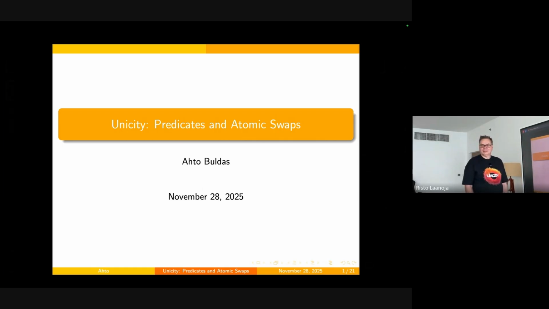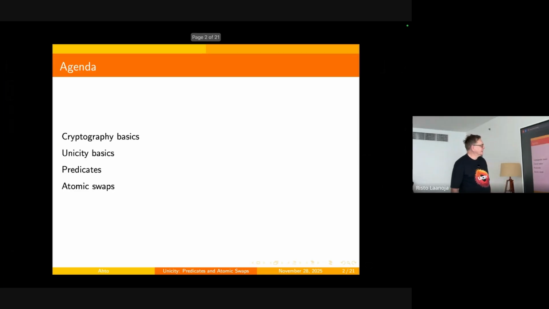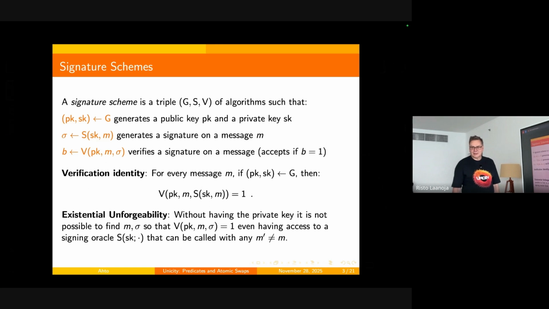You can turn on the next slide, please. We start from some basic cryptography, then recall how the Unicity works, and then say what the predicates are and how to implement atomic swaps. So let's start with the crypto basics first.